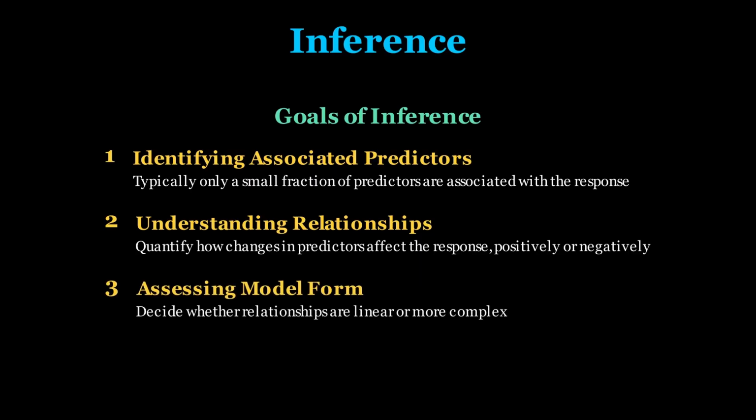First, identifying associated predictors. Typically, only a small fraction of the predictors are associated with the response. Second, understanding relationships. We want to quantify how changes in each predictor affect the response, whether positively or negatively. And third, assessing model form. We need to decide whether the relationships are linear or something more complex.